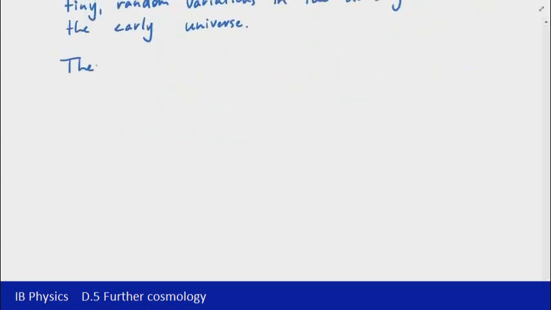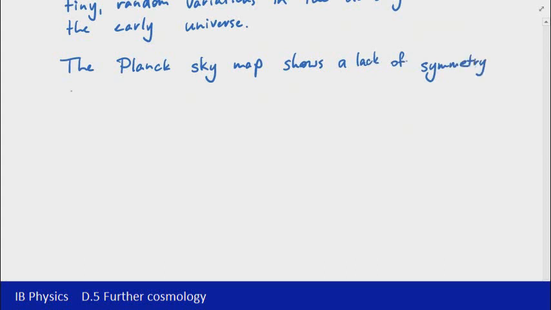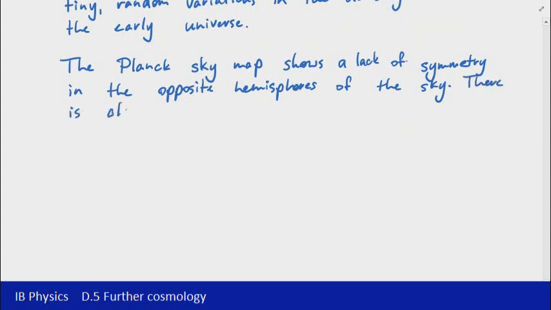Now, if we think about the evidence that we're talking about here, it's generally known as the Planck sky map. So there are a few images of this in the text, and a couple of things to identify is that it shows a lack of symmetry in the hemispheres, or more specifically in the opposite hemispheres of the sky. There's also a cold spot, or a few different cold spots. We'll have a look at what those regions look like in a second. So a cold spot larger than previously shown by WMAP.